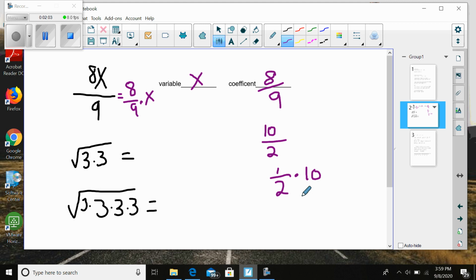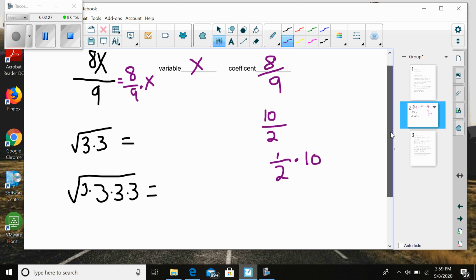I talk a lot throughout the course, and I've started saying this phrase in other videos, about changing the appearance without changing the value. Over here, these two expressions look slightly different, but they both have the value of 5, and they both really mean the exact same thing.